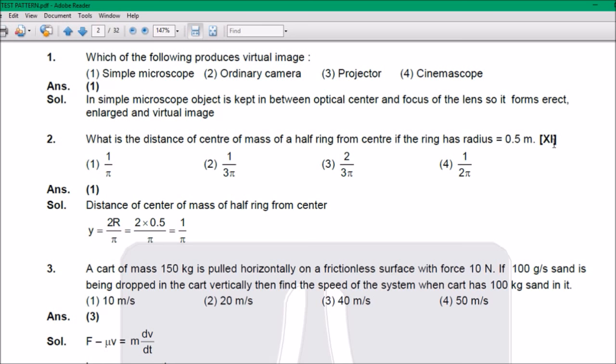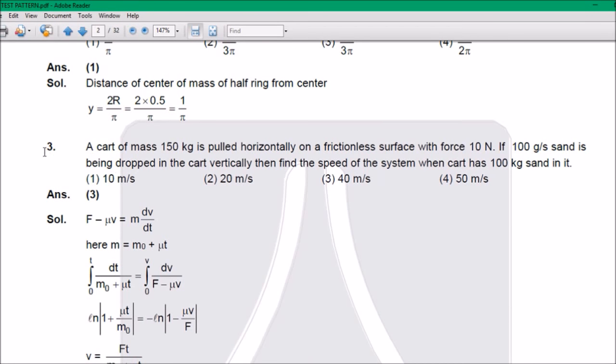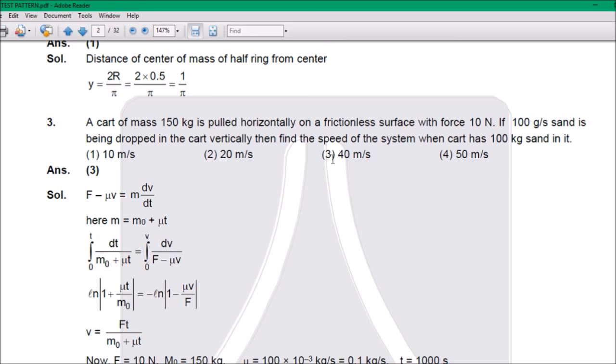This is from the 11th physics, the answer is 1 by pi. Okay. Here you can see the solution. Third one is a cart of mass 150 kg is pulled horizontally on a frictionless surface with a force of 10 newton and 100 gram per second sand is being dropped in the cart vertically. Then find the speed of the system when the cart has 100 kg and sand in it. Your answer is 40 meter per second.